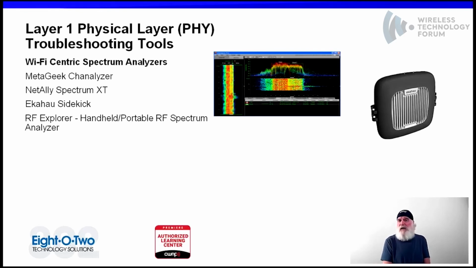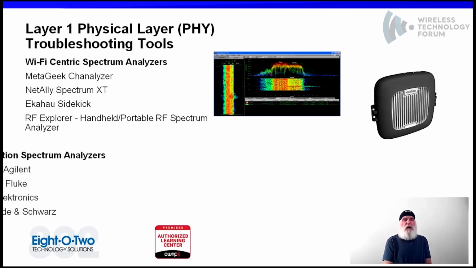And here are some good examples. The MetaGeek Channelizer, a great tool by a company called MetaGeek. NetAlly Spectrum XT, which we use as a spectrum analyzer, also part of their site survey design tools. Ekahau Sidekick, again, used with the Ekahau design software, but also a spectrum analyzer. And another one, RF Explorer, which is a handheld portable RF spectrum analyzer. Again, these are just a few. There are other ones out there as well.